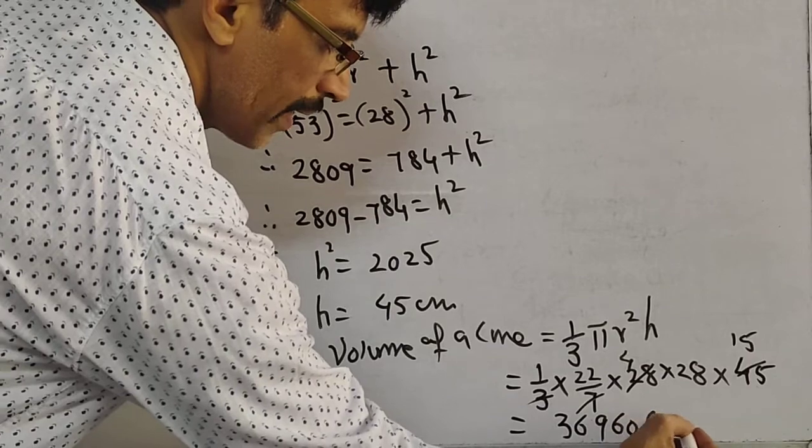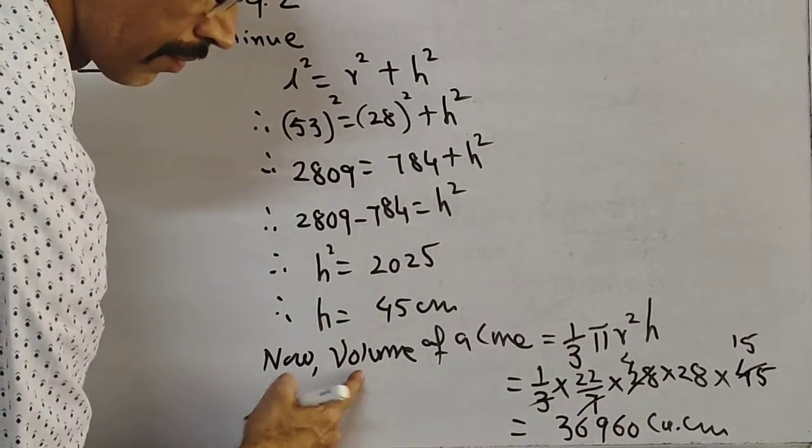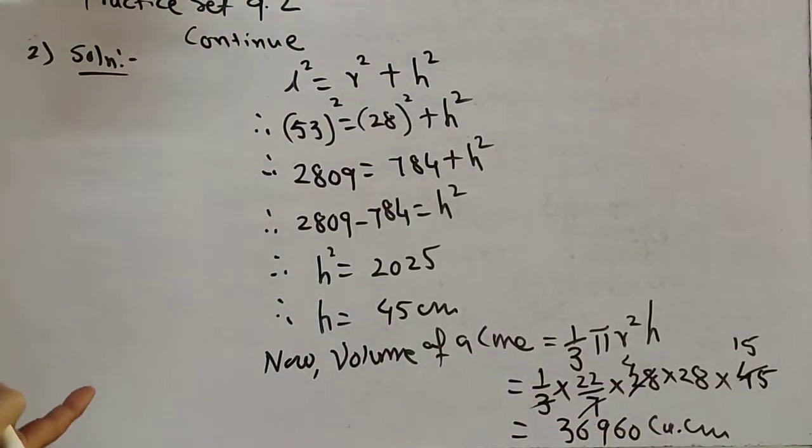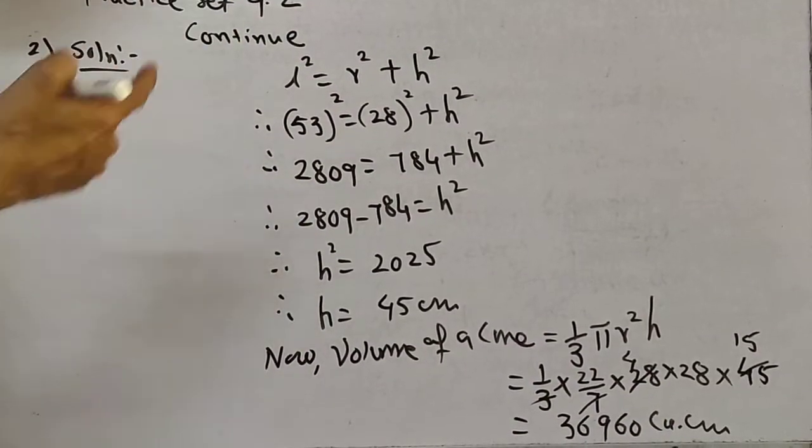36960 cubic centimeter, because volume is in cubic centimeter. Okay, so you got the answer of second one. Please copy it down.